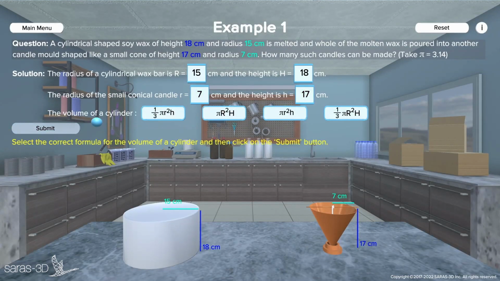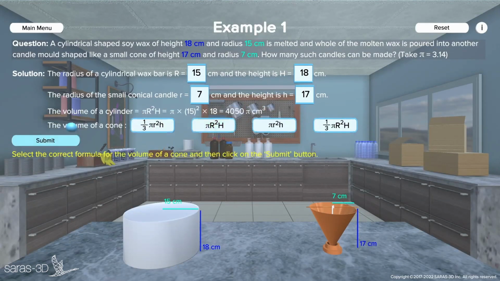Now how do we calculate the volume of a cylinder? If you can recall, the formula is pi r square h. But because here we have considered the radius of the cylindrical wax as capital R and the height as capital H, the formula will be pi R square H. Now in the same way, what will be the volume of a cone? The formula is 1 upon 3 pi r square h.